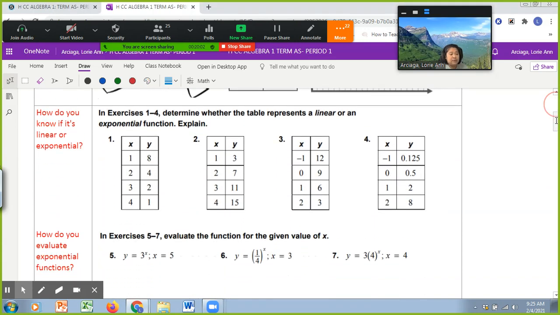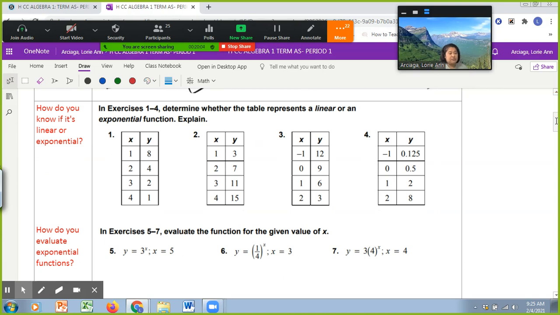Determine whether the table represents a linear or exponential function. Let me explain. What's your guess for number 1? What are you going to look at? You have to look at whether the x values are increasing by a fixed amount, which in this case, it's going up by 1, plus 1.